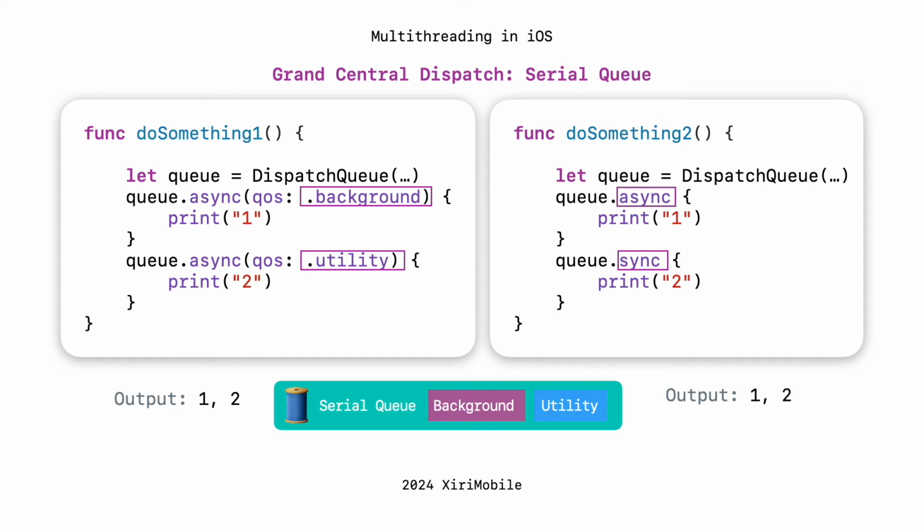The output in both functions will be 1, 2. Tasks in a serial queue are executed sequentially, even if they have different priorities. This example demonstrates a particular case of priority inversion. The task with utility priority waits for a task with background priority to complete. The system will resolve this inversion by increasing the priority of the first task. The second task exploits the stereotype: the asynchronous call will follow the synchronous one.